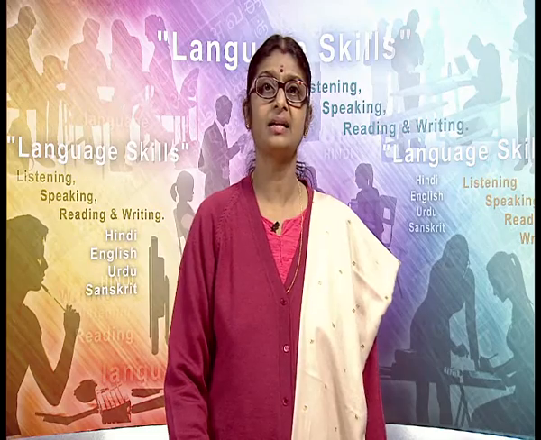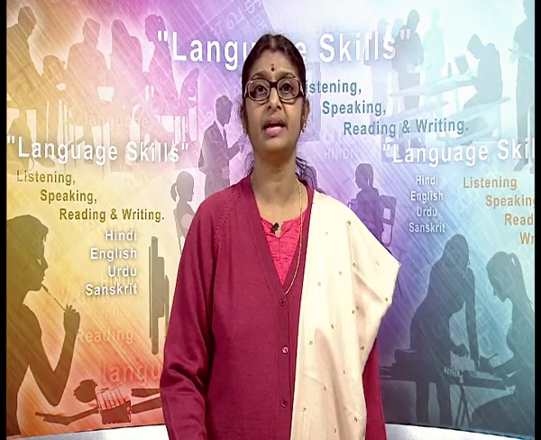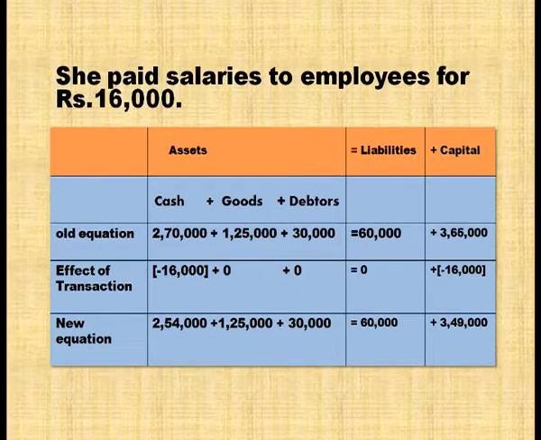Then paid salaries to employees for rupees 16,000. When salaries are paid, cash is going from the business, from the capital it is going. So in the cash column you have to deduct 16,000. In the capital also you have to deduct 16,000.